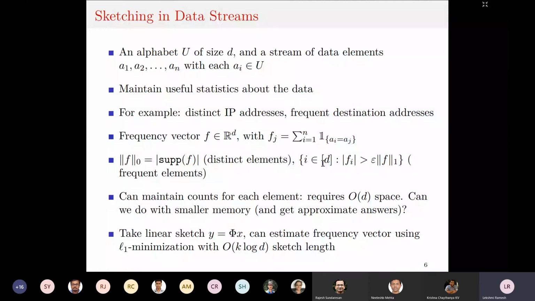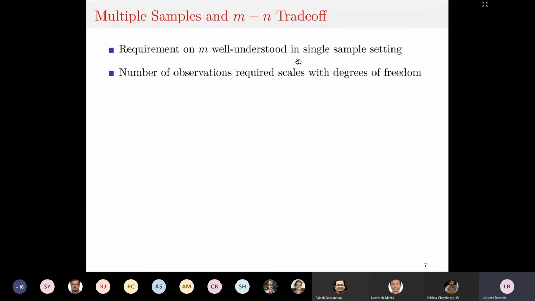Okay, so those were the 3 problems that I want to mention briefly. The idea that I was trying to bring out is that all those problems that we saw till now involve just a single sample. So there is a single sparse vector or a single low rank matrix that you're trying to recover. The requirement on the sketch size or projection dimension is well understood in this single sample setting. It only needs to scale as the degrees of freedom, so the dependence on the actual dimension is usually mild.